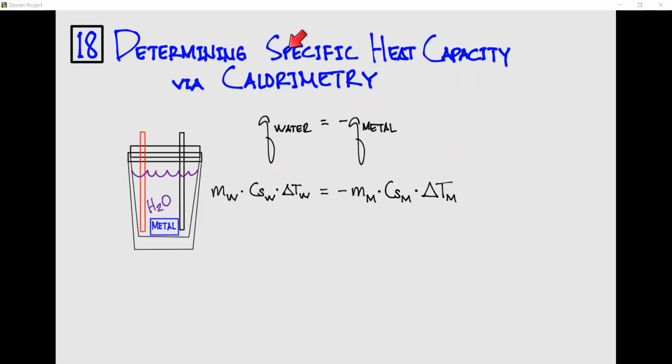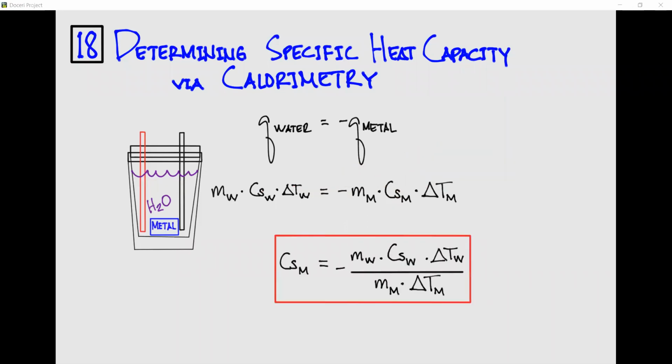And so we can calculate the specific heat capacity of the metal by simply isolating this by itself. And so we can divide both sides by negative m delta T for the metal, as shown here. So this is the isolated variable here. So this is the formula that you can use to determine the specific heat capacity of a metal. So you don't actually have to derive this equation here, but you should be able to come up with this knowing algebra.